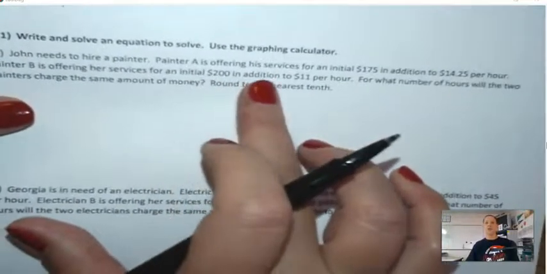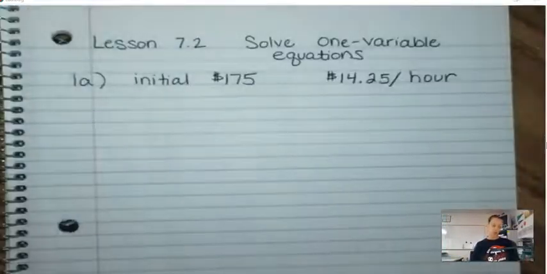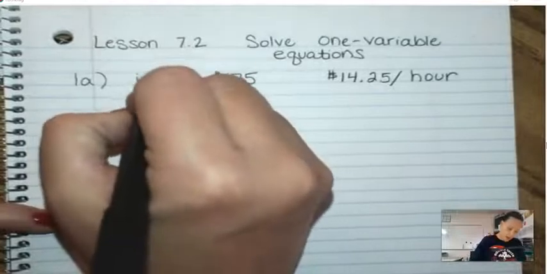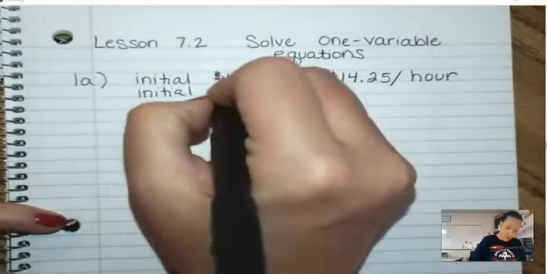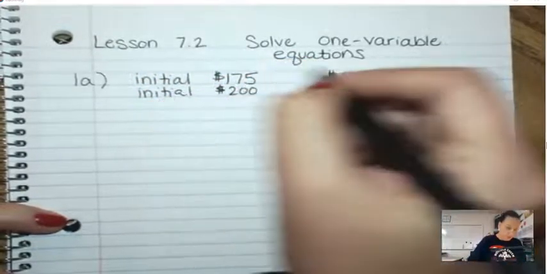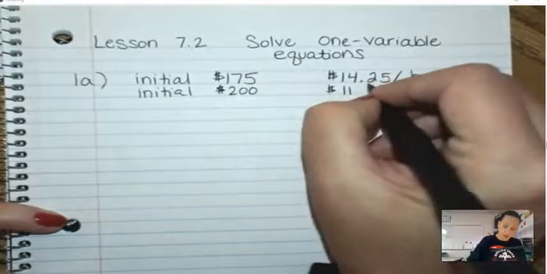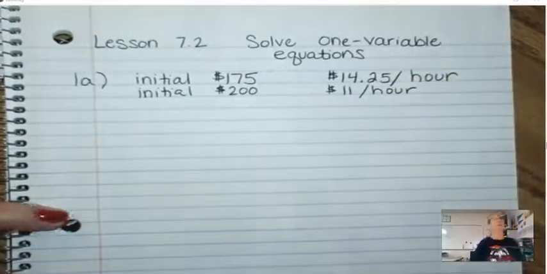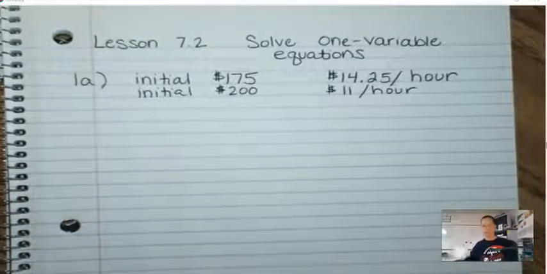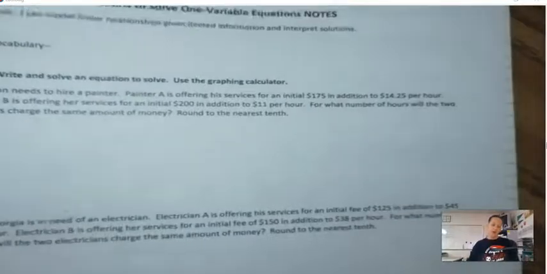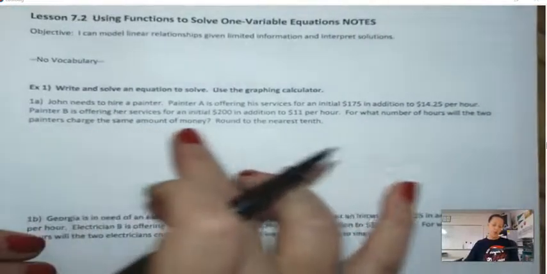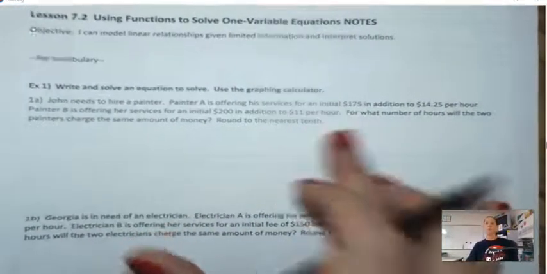Painter B is offering her services for an initial $200 in addition to $11 per hour. So the other painter starts at $200 and charges $11 an hour. For what number of hours will the two painters charge the same amount of money? Round to the nearest tenth.